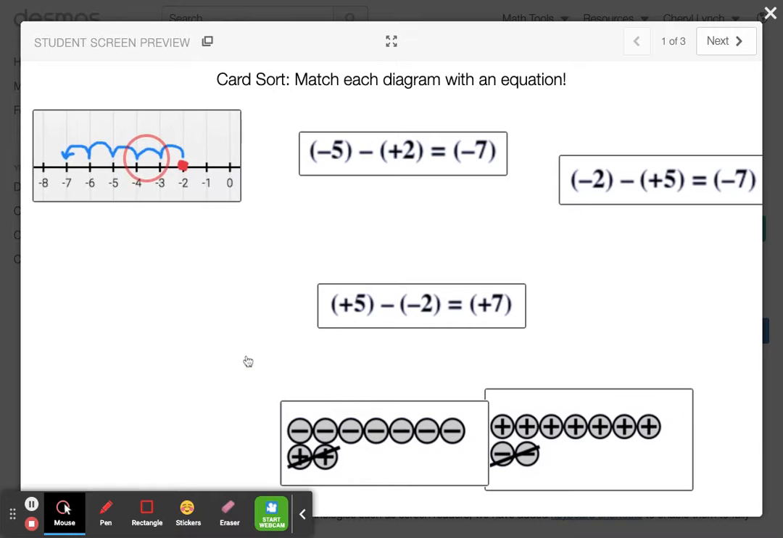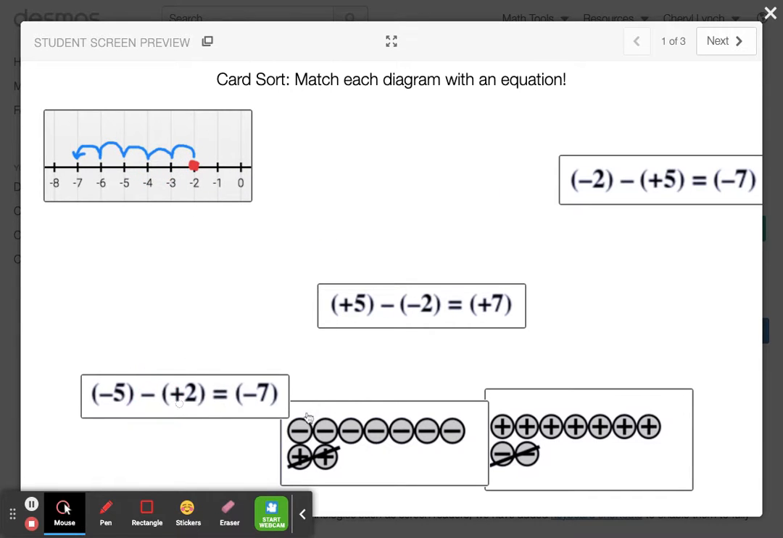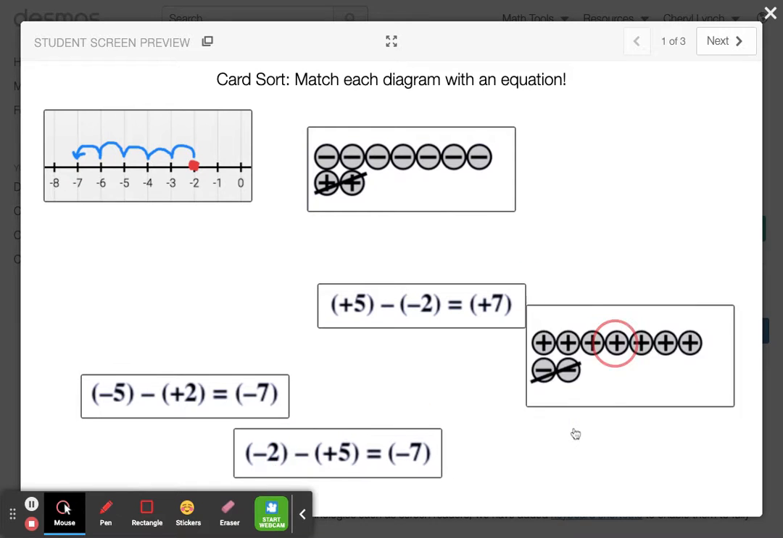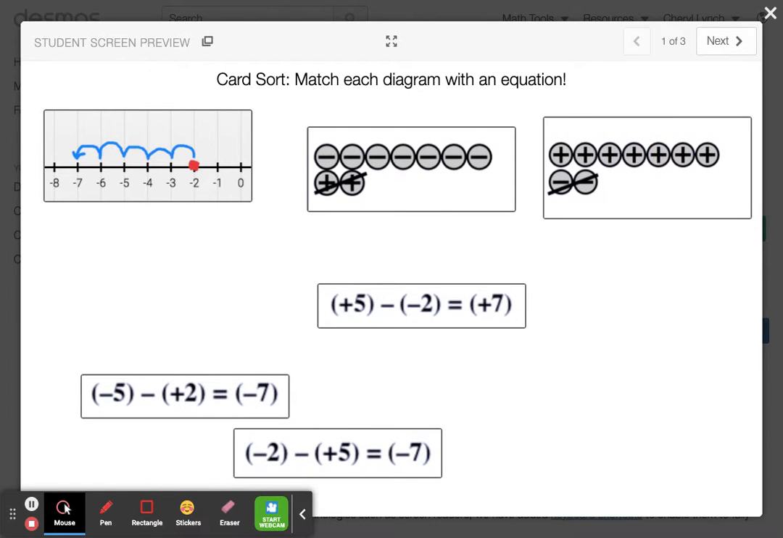So we have three different diagrams. I'm going to organize the diagrams a little bit: one number line and two with tiles. And then we have to match which expression or which equation goes with which diagram. So let's look at this first one.